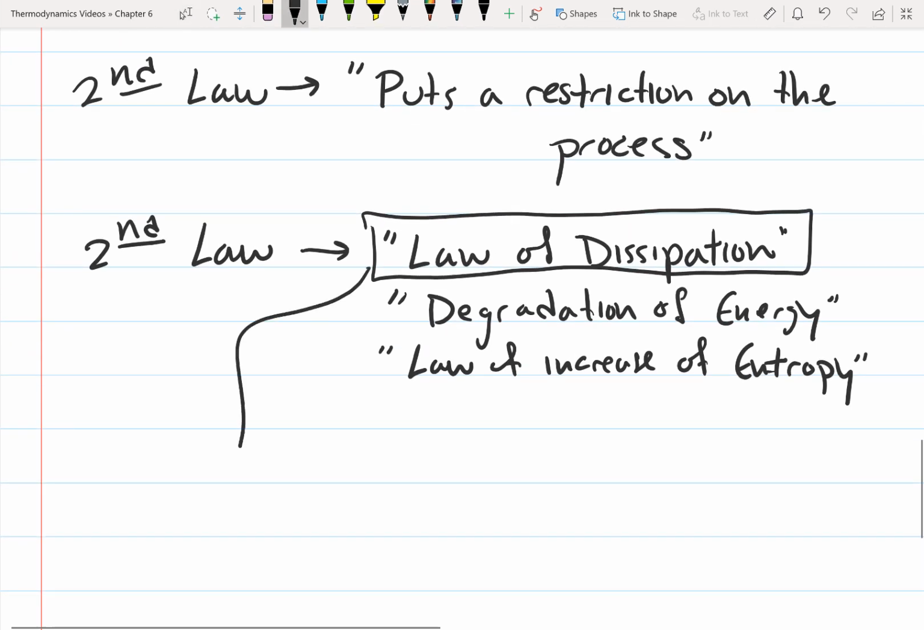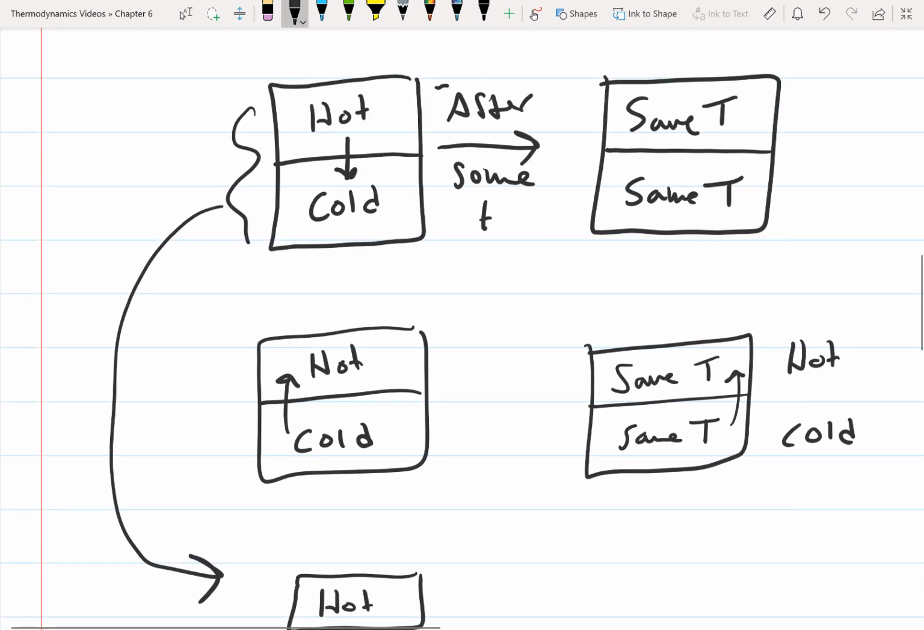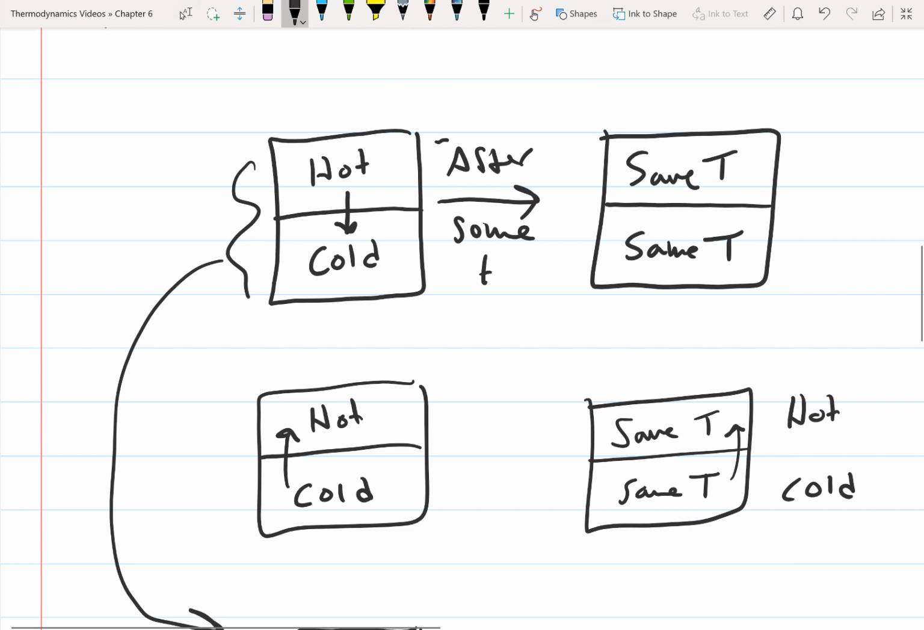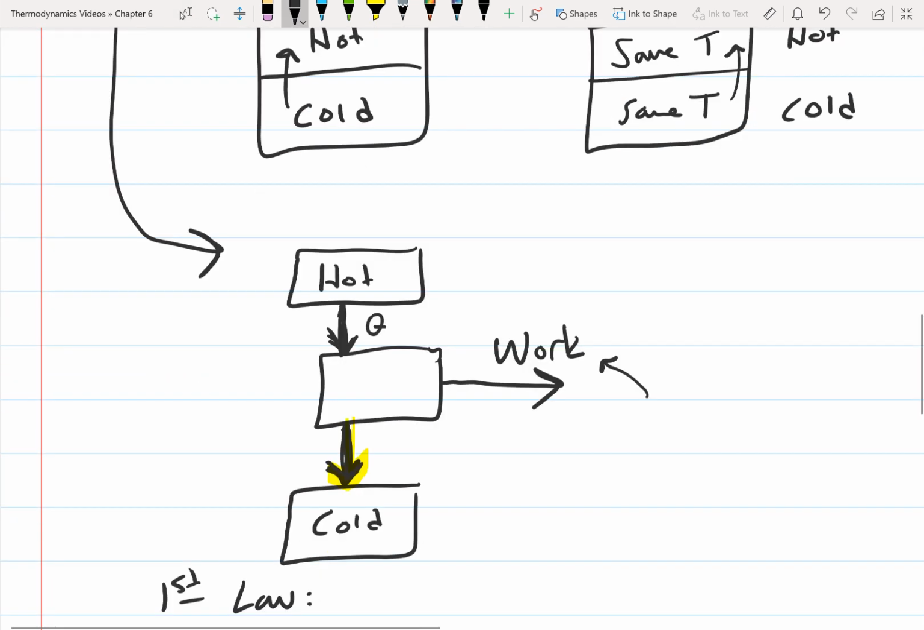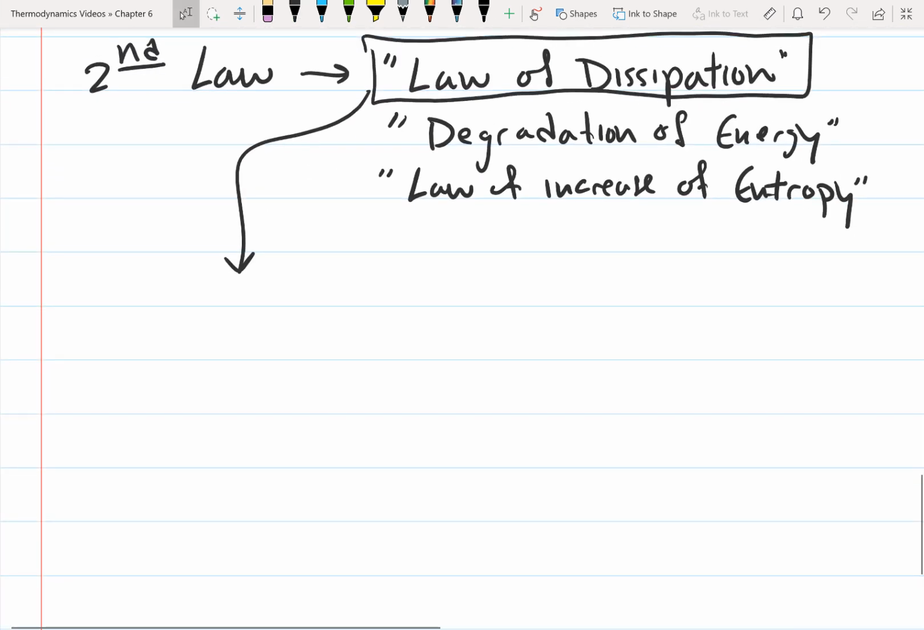And the reason why is because we've already seen from all of these processes up here, specifically this process where we have heat going from the hot side to the cold side, and it's not going in reverse, we know that basically if we leave a system by itself, its energy is going to dissipate. So basically it's going to move towards a state of equilibrium.